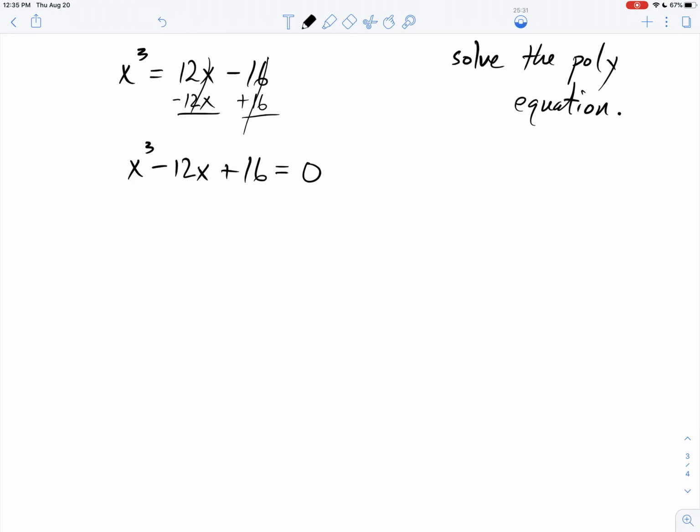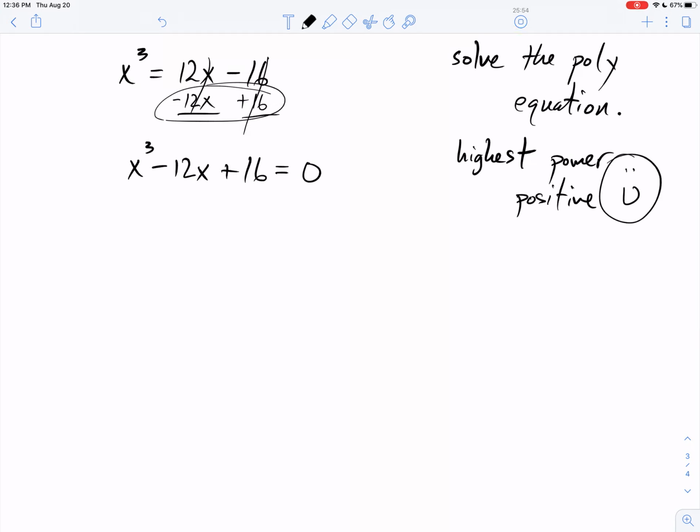Now, here's another thing. You'll notice I moved these two pieces to the other side instead of moving the other one. You want to make your life as easy as possible, so always start with the highest powered thing positive. Highest power positive makes you a happy kid. That's a horrible happy face. Anyway, makes you a happy guy or gal.